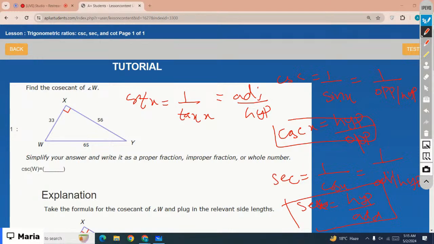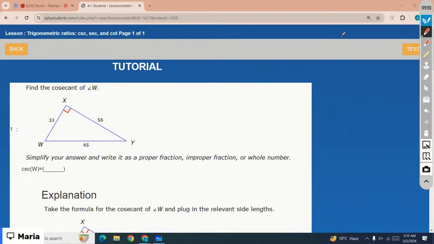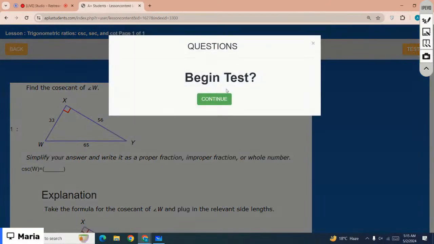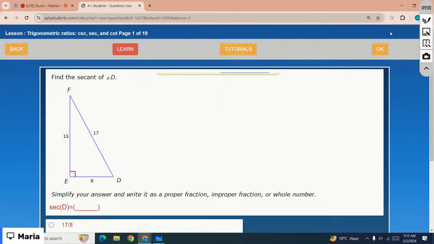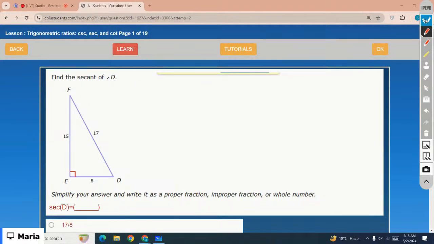Let's start with the practice questions. Find the secant of angle D. Secant is the reciprocal of cos, that would be hypotenuse divided by adjacent. Here is the angle D. The hypotenuse is 17 and adjacent to angle D is 8. So secant of angle D is 17 divided by 8.